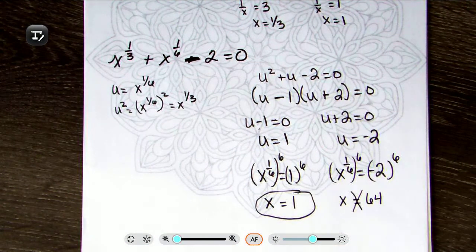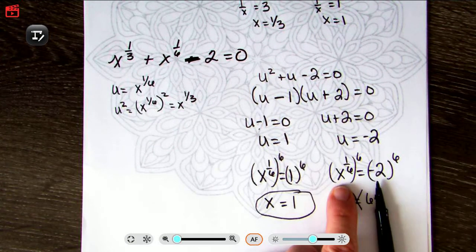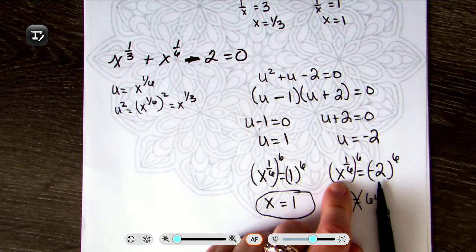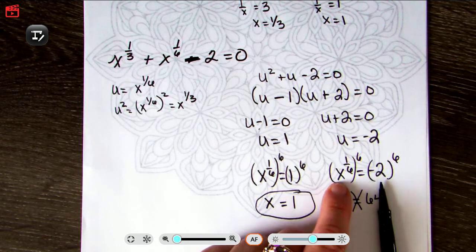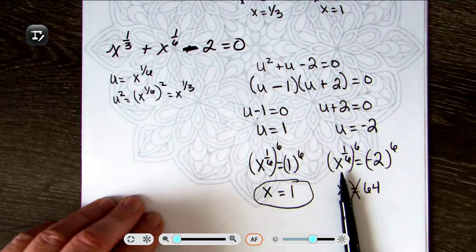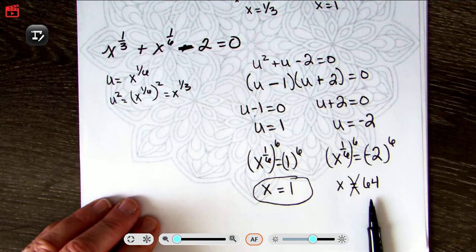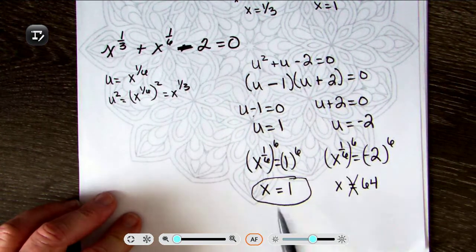And the reason for that is anytime you raise something to an even power, so like when we square both sides, sometimes we pick up extra answers. And if you notice here, we had this equal to a negative. The basic sixth root of something is never going to be negative. So this would not have led to an answer that worked. So this is the only one we do get.